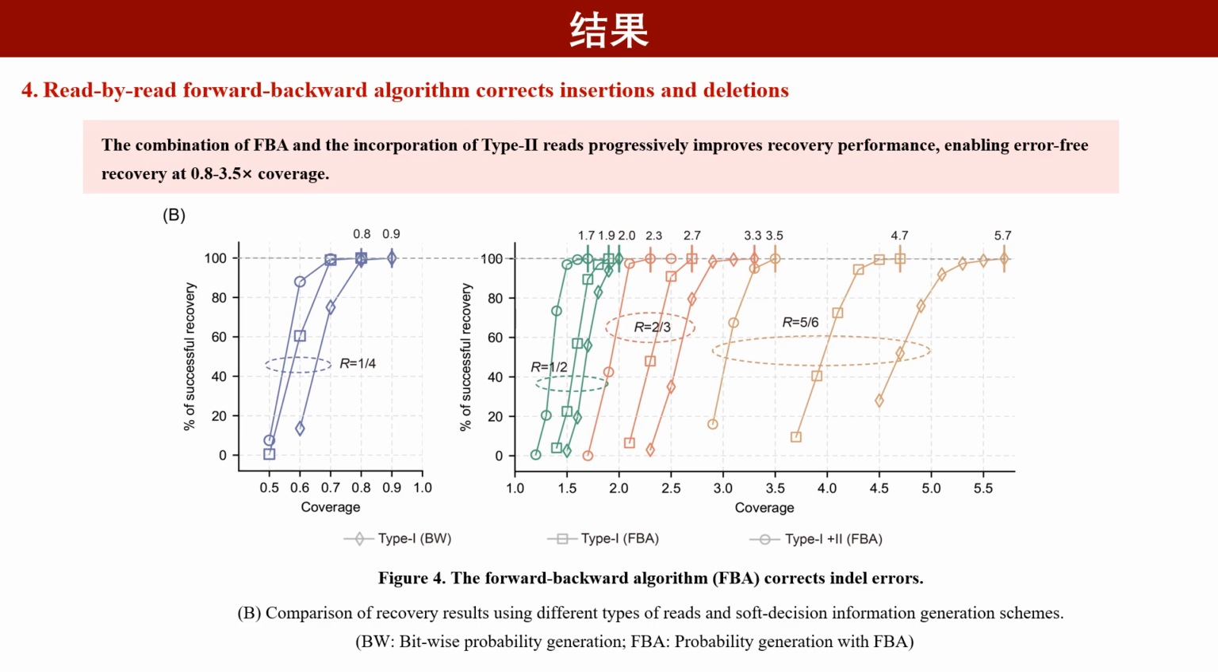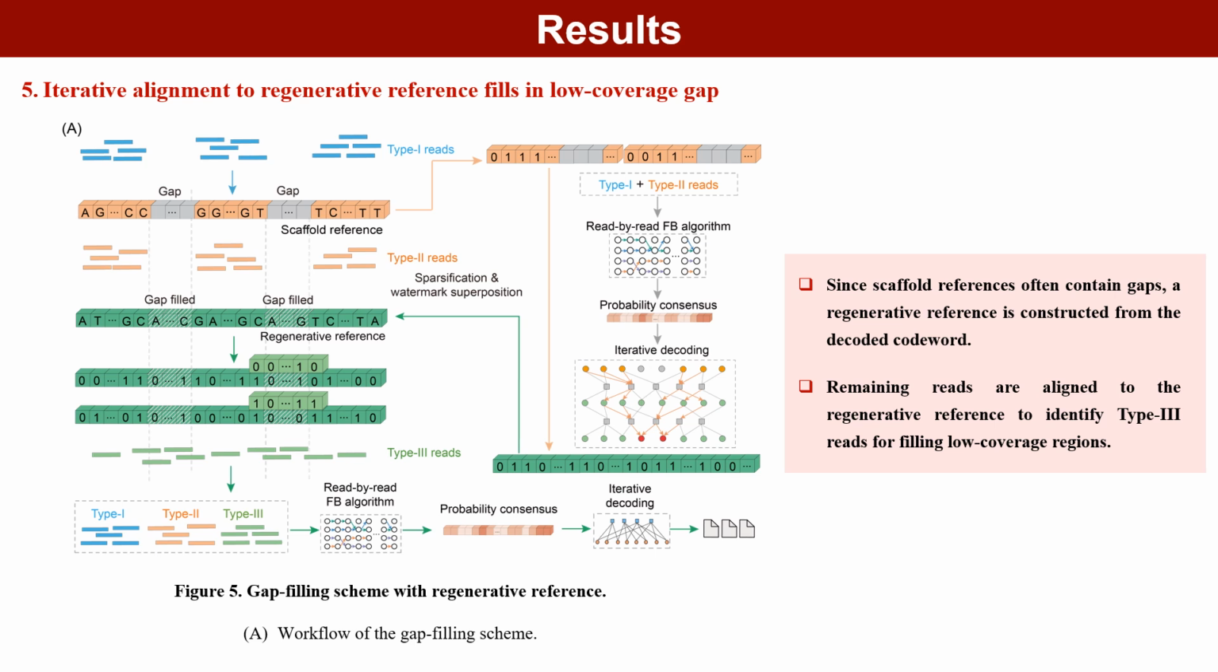0.8 to 3.5 times coverage. Since scaffold references often contain gaps, a regenerative reference is constructed from the decoded codeword. Remaining reads are aligned to the regenerative reference to identify type 3 reads for filling low-coverage regions. Finally, a forward-backward algorithm generates a probability-level consensus to facilitate soft decision decoding.